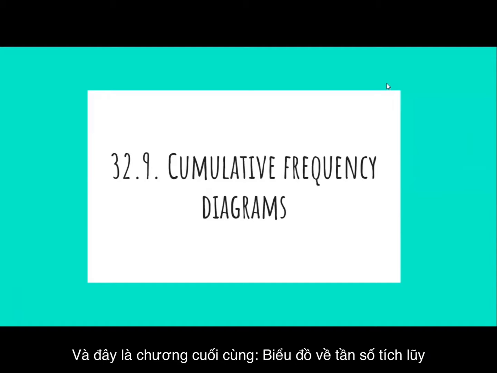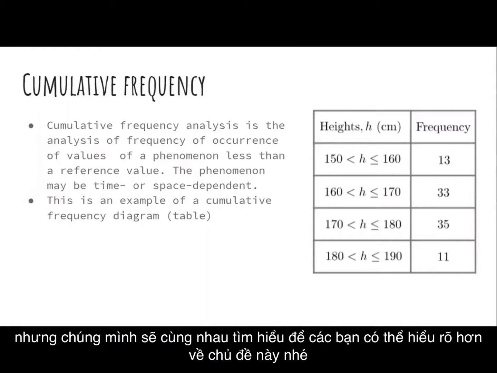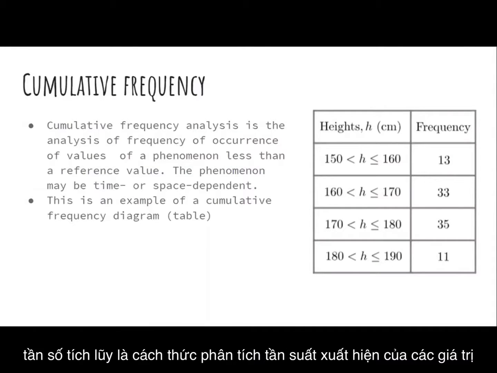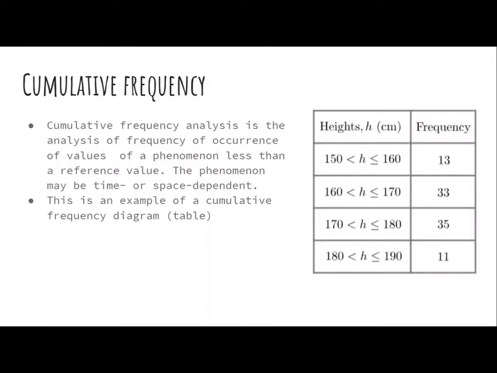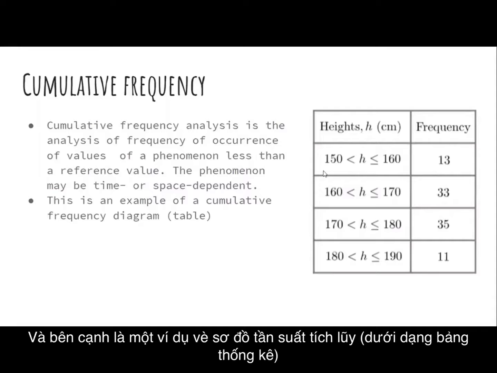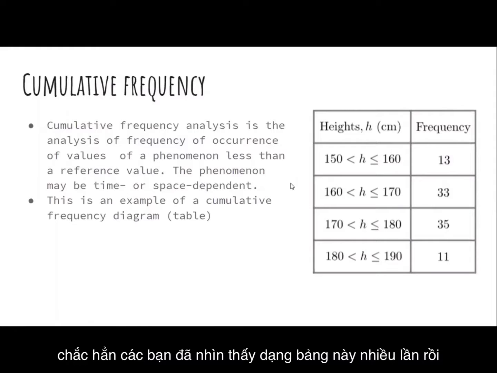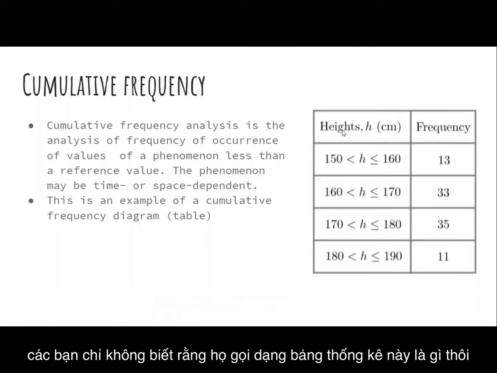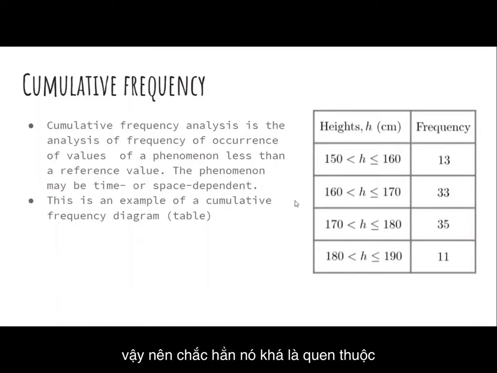Last topic, 32.9, cumulative frequency diagrams. These may seem new to you, but let me explain it so you can understand a little better. Cumulative frequency analysis is the analysis of the frequency of occurrence of values of a phenomenon less than a reference value. The phenomenon may be time or space dependent. You can see here an example of a cumulative frequency diagram. I think you have seen this a lot before, and you just don't know what it's called. So it must be familiar.